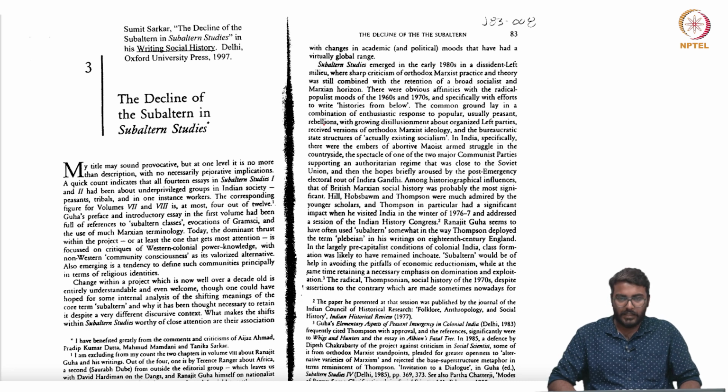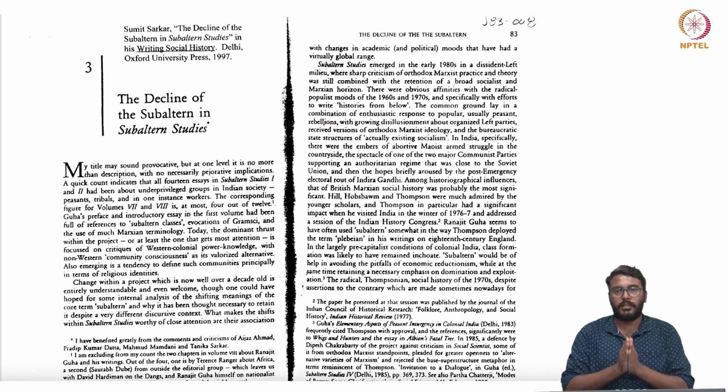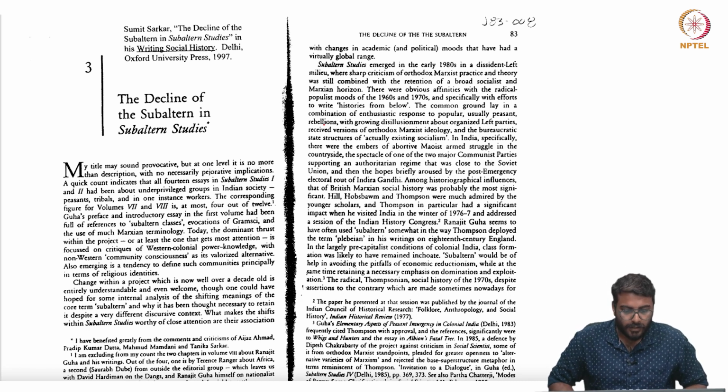Sumit Sarkar was a professor of history for a long time at the University of Delhi, and he has made very important contributions to the scholarship on colonial India. One of his books, titled Modern India, is a classic that I strongly recommend all of you to read, to have a very comprehensive view of the social history of India during the colonial period until India's attainment of freedom in 1947. We will look at this article in detail.